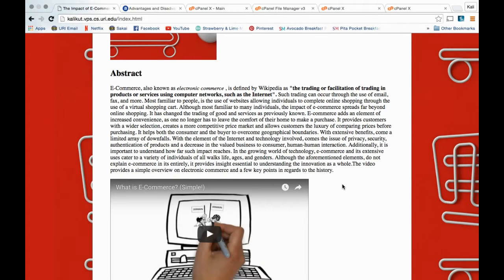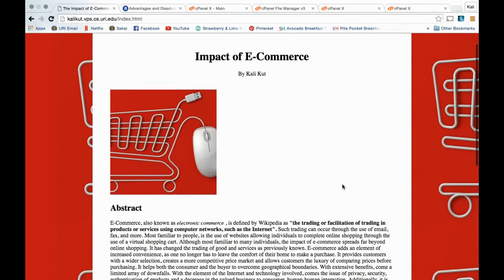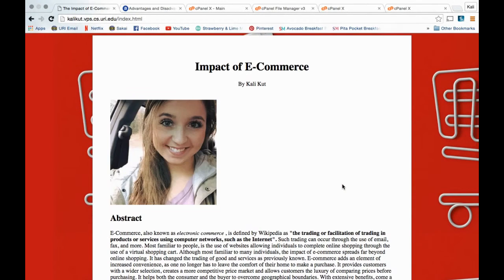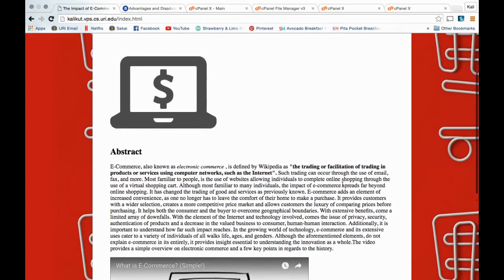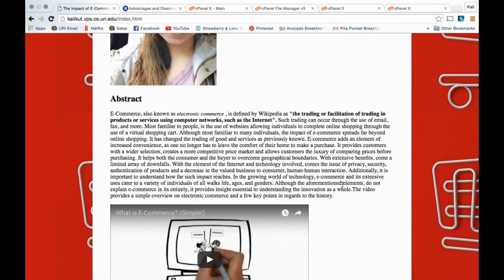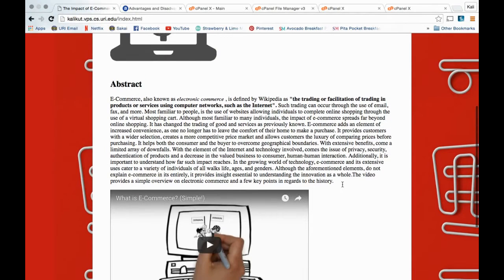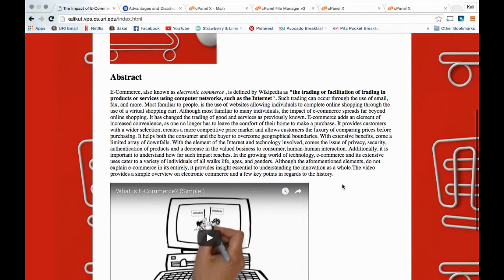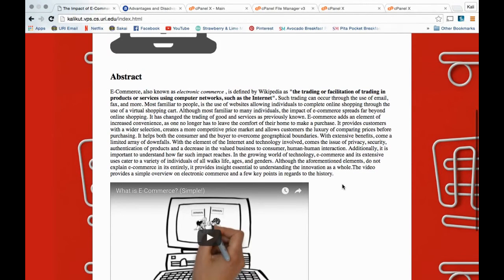We will now talk about the content of my website. As you know, the title of the website is The Impact of E-commerce. E-commerce is also known as electronic commerce and is defined as the trading or facilitation of trading in products or services using computer networks such as the internet. To most people, this means online shopping. However, it can also mean the use of personal businesses online and much more.